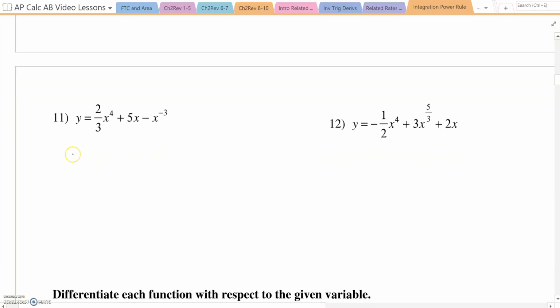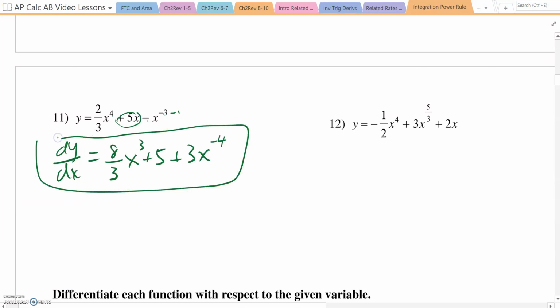Moving on to 11. dy dx. We're going to have a 4 times 2/3. I'm going to jump right to it. That's an 8/3, x to the 3rd. This is just a linear piece, so just take off the slope and get rid of the x. Negative 3 times negative 1 is positive 3, but then you're going to reduce the power to a negative 4. Remember, you're subtracting 1. Subtracting 1, so you're going to get to negative 4.